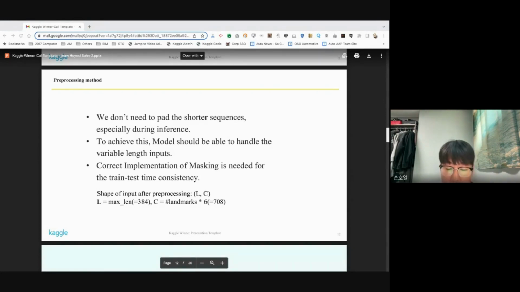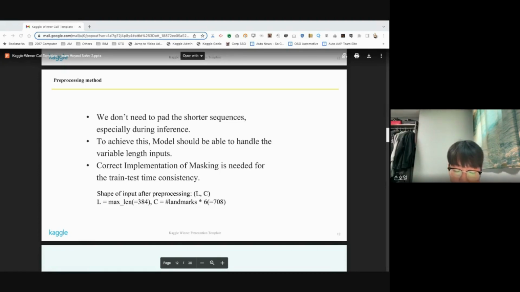So I implemented the model to handle variable input lengths. Once the model can handle variable input lengths, it can make predictions without padding during inference, thus maintaining the original input lengths. This approach significantly reduces inference time. To maintain train-test consistency while handling variable length input, accurate masking implementation was necessary.